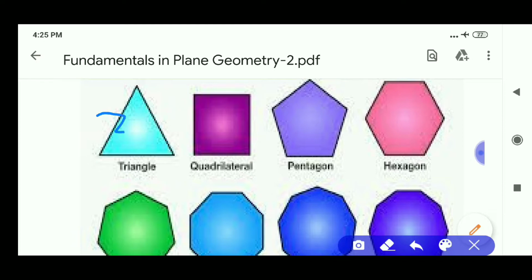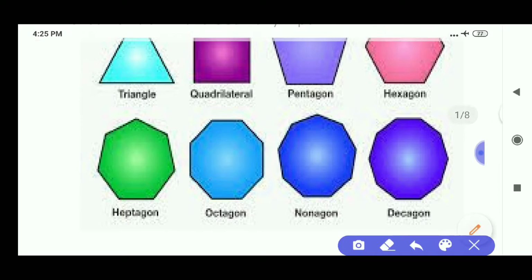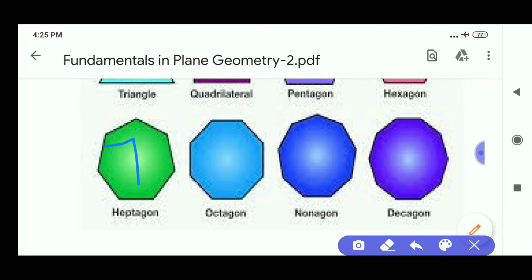A polygon with three sides is called a triangle. With four sides, a quadrilateral. With five sides, a pentagon. With six sides, a hexagon. With seven sides, a heptagon. With eight sides, an octagon. With nine sides, a nonagon. With ten sides, a decagon.